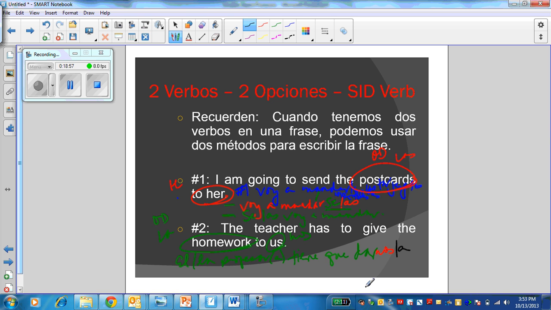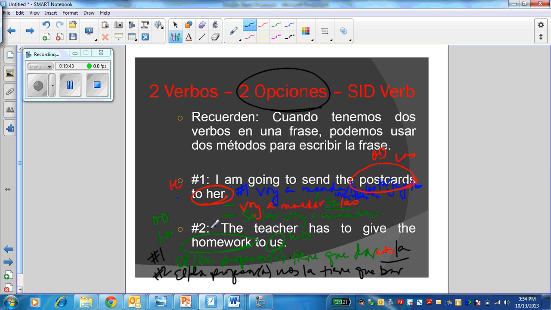Podemos también poner los pronombres enfrente del verbo conjugado. Otra opción, opción número uno aquí, opción número dos, el o la profesor nos la tiene que dar. So essentially what we're doing here is we're replacing both of the pronouns. Remember, cuando tenemos dos verbos, tenemos dos opciones.